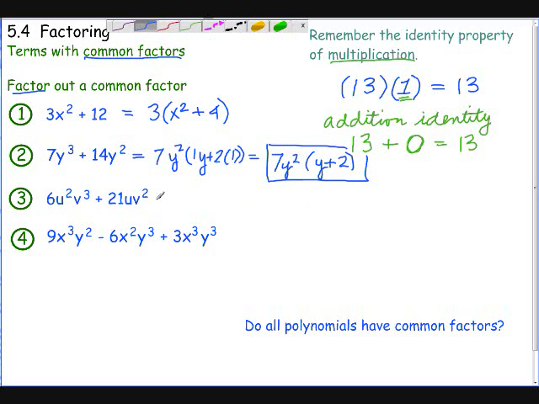How about this one? This one looks interesting. First I'll look at our numbers. Is there anything I can factor out between 6 and 21? Well, indeed there is, a 3, right? And they both have u's. How many u's can I factor out? Let's see. I can factor u out once and only once because it only occurs once there. How about v? I can factor v out as a squared term.